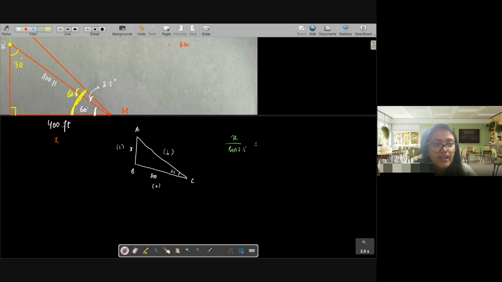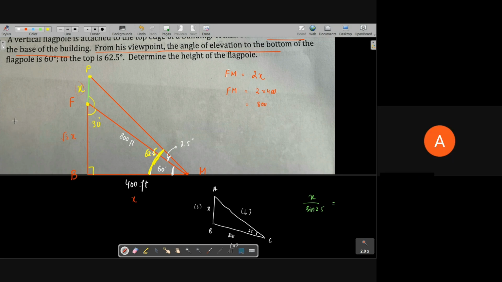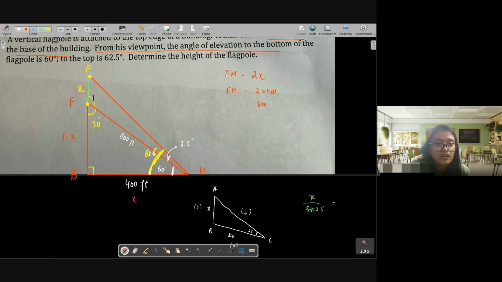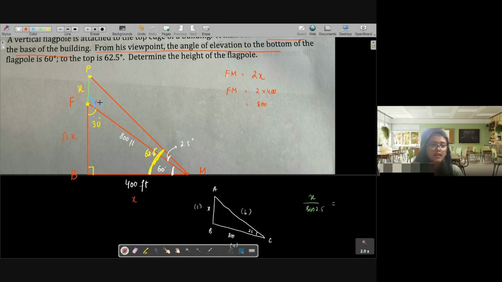You don't have any angle, right? Oh, wait, you can find out this angle. What will be this angle? Can you find out this angle? Oh yeah, you can. That's 150. That makes so much more sense. Okay. Now you can find out the third angle.